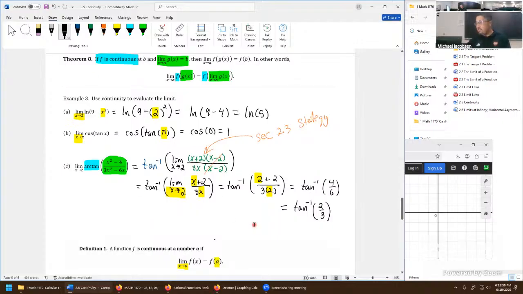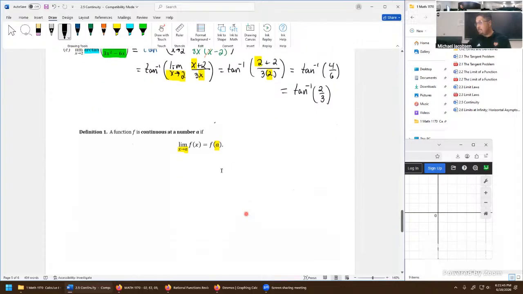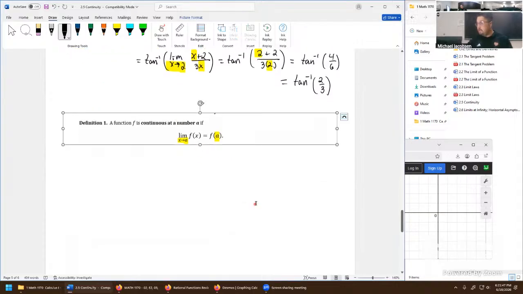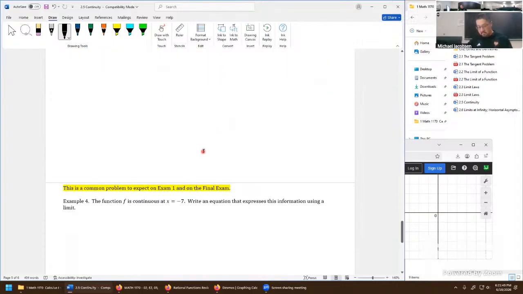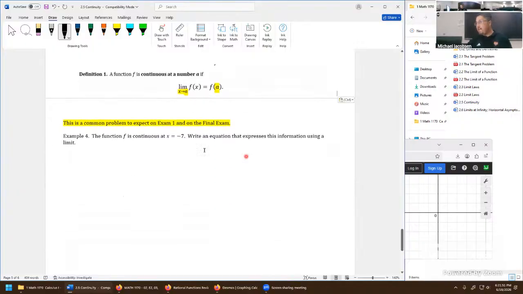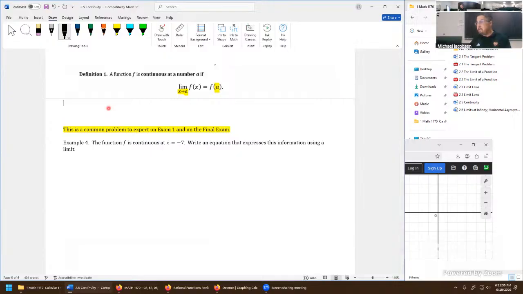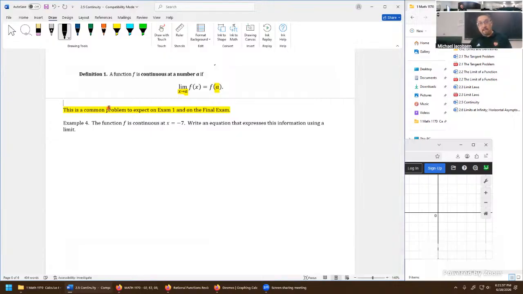So let's look at the final exercise, and then we'll move on to section 2.6, limits at infinity. So this one came with a kind of forewarning that this is a problem that sometimes can be an unfair one if you didn't expect it. So we're throwing out the fair warning right now. This is a common problem that can occur both on exam 1 and on the final exam. It's a very, very common problem.